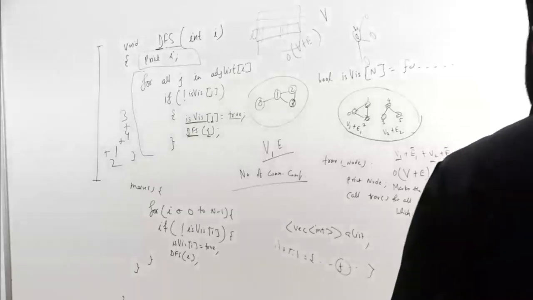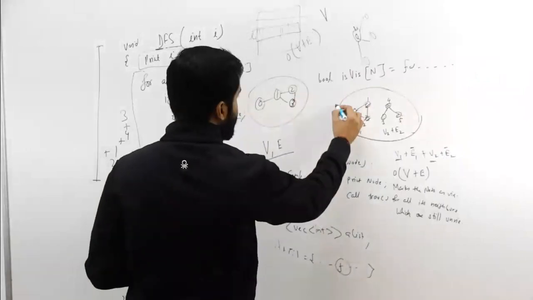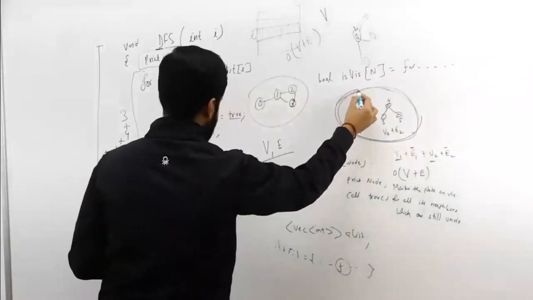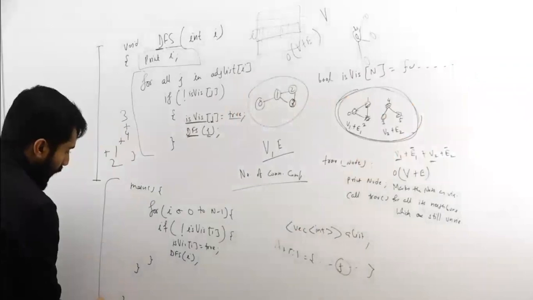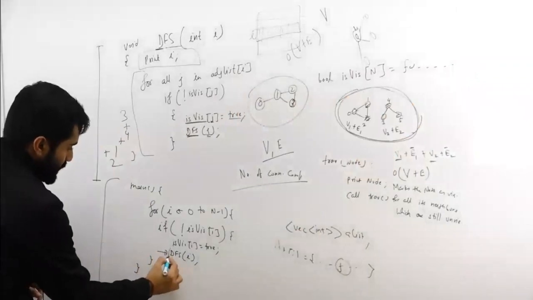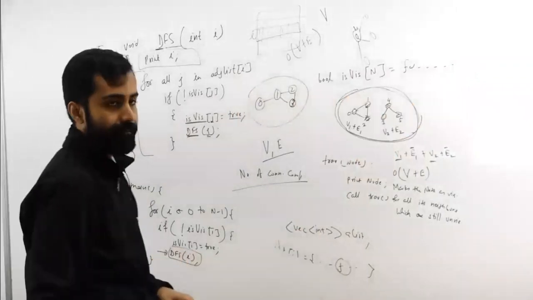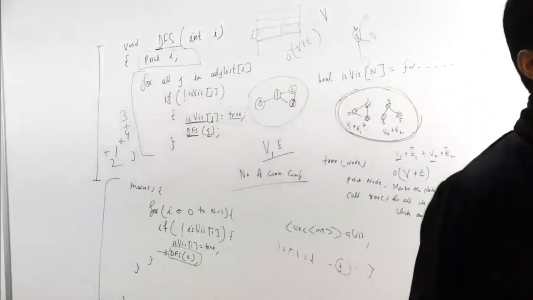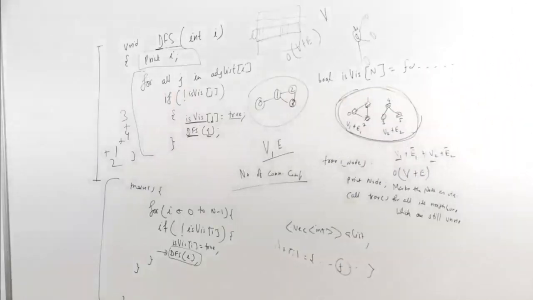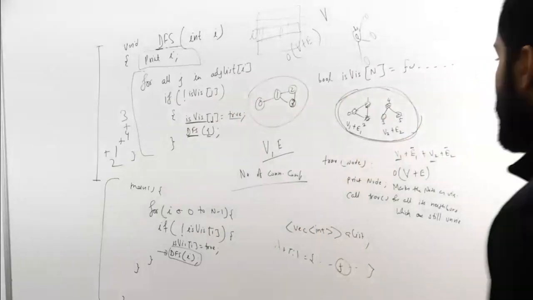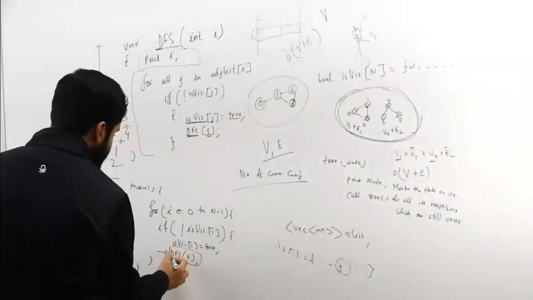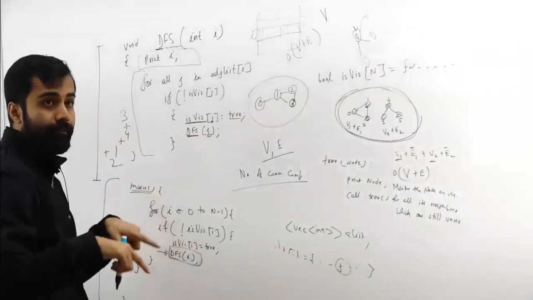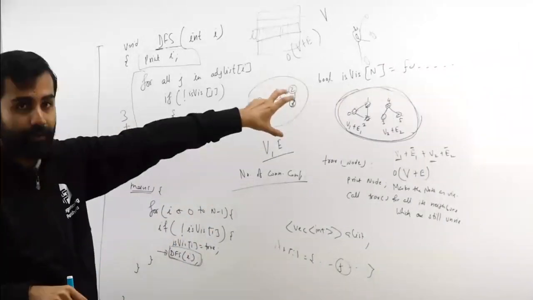Okay, let me ask you this. Let's say your input graph was this, then according to the given code, how many times will this line, DFS(i), execute? Two times, right? Yes or no? Because you call a DFS from the main function only if you encounter a new connected component.